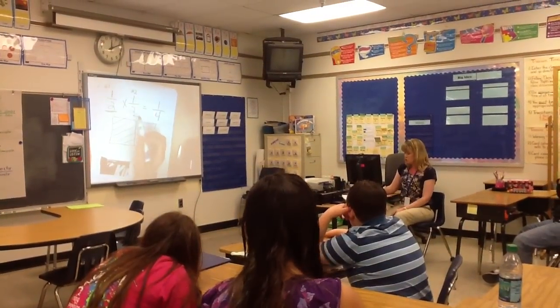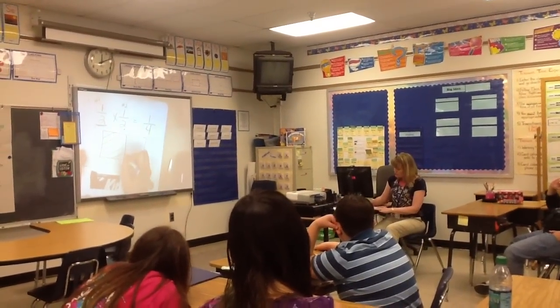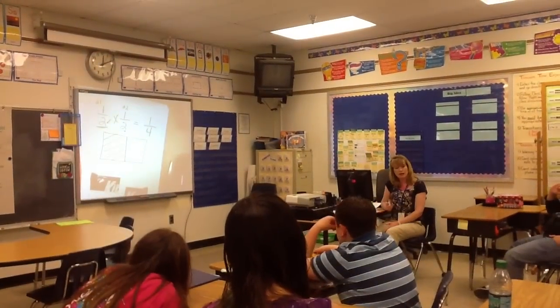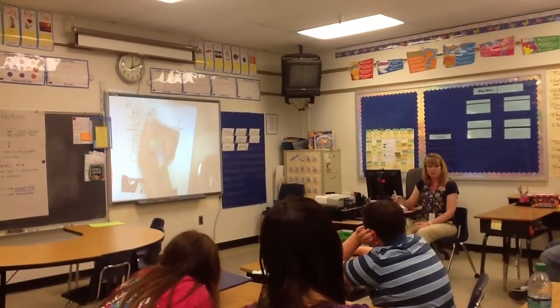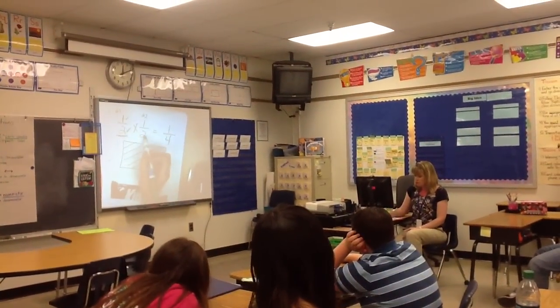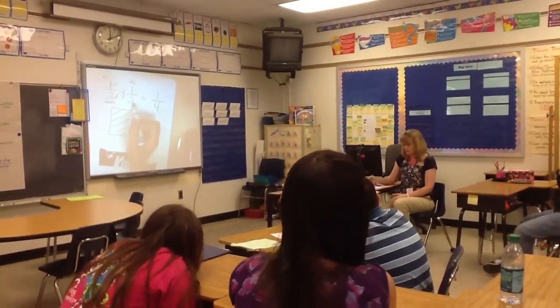Okay, fraction number 2. And you know what else I like to do? When I split this into 2 pieces, I like to put a check mark to say, okay, I did that part. And then I shaded in 1 part. Check, did that. Fraction number 2. What do I need to split horizontally into how many pieces? 2.